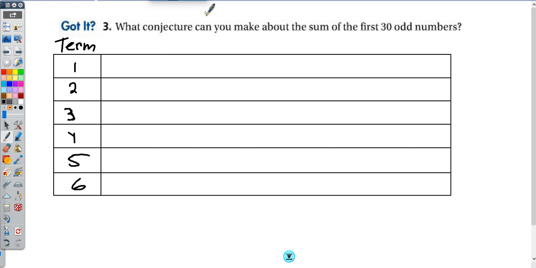So I'm going to start to write this. If you're working, like I said, keep working. Don't worry about what I'm writing. You keep working and try to figure out what the pattern is.